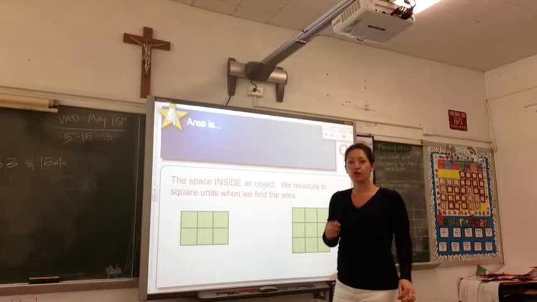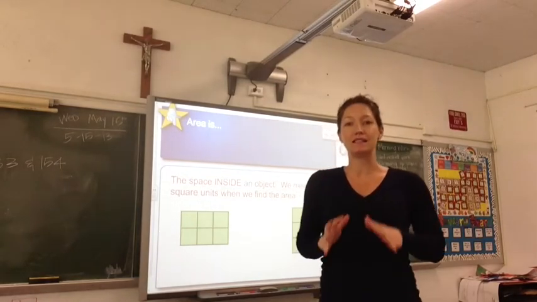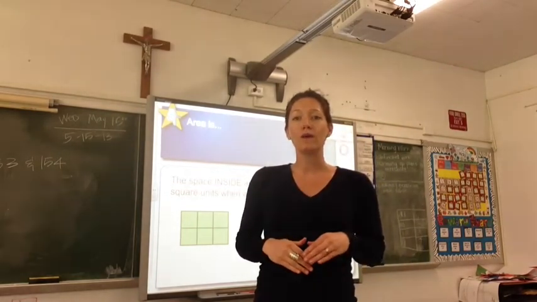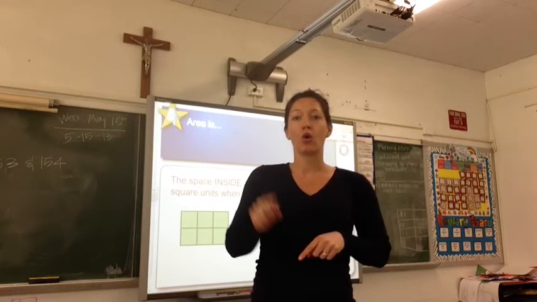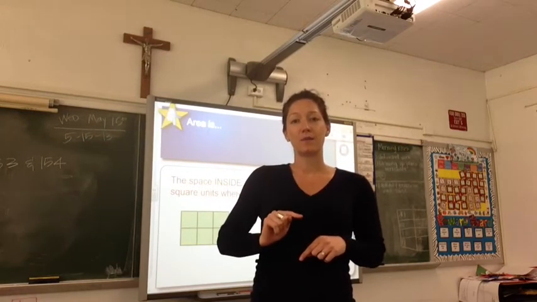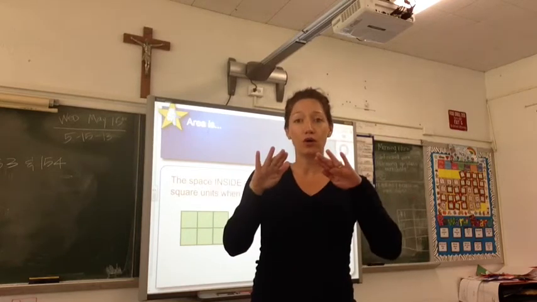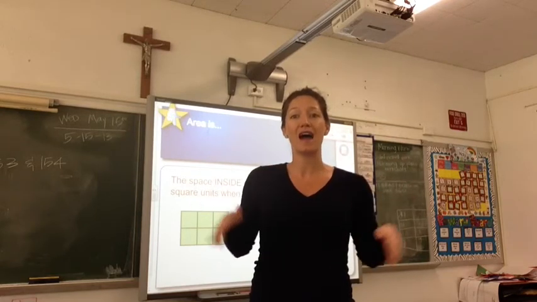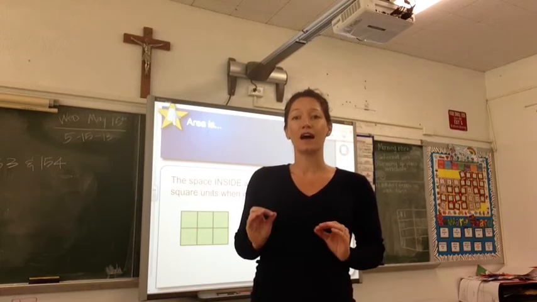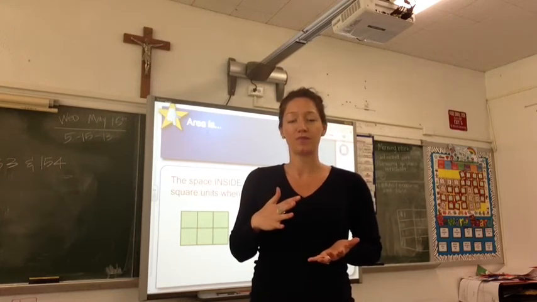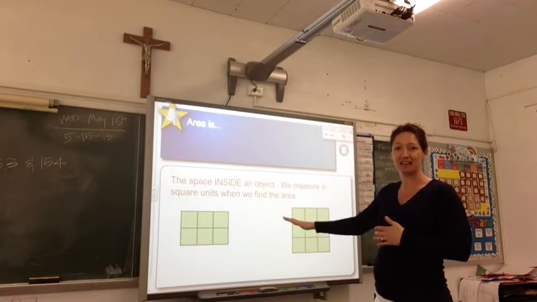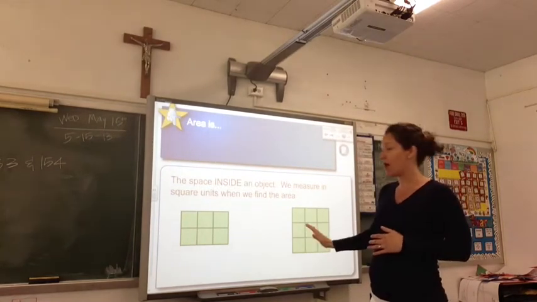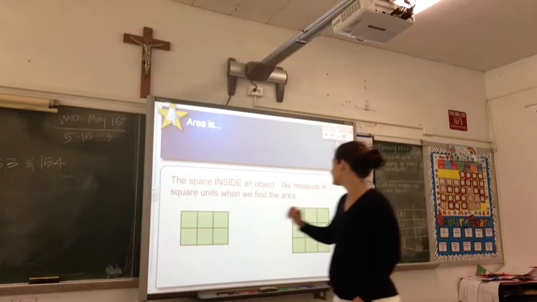Okay, the first thing you need to know about area is that it's different from perimeter. When we measure perimeter, we measure the outside of an object. We add up all the sides, and then the total is the distance around, and that is the perimeter. Area is like the opposite of perimeter. Area is the space that's inside the shape. Not the outside, but the inside of the shape.